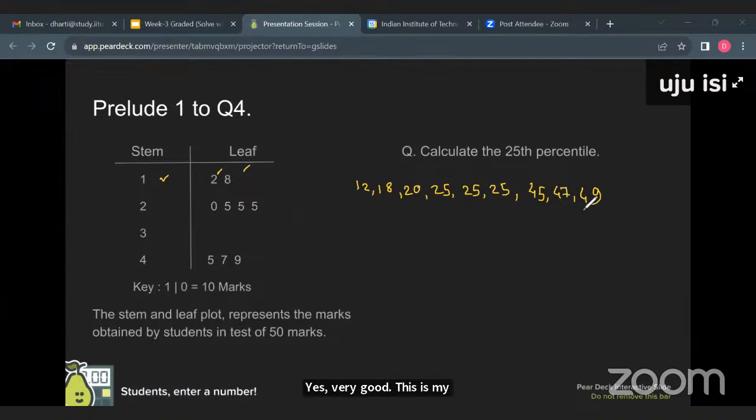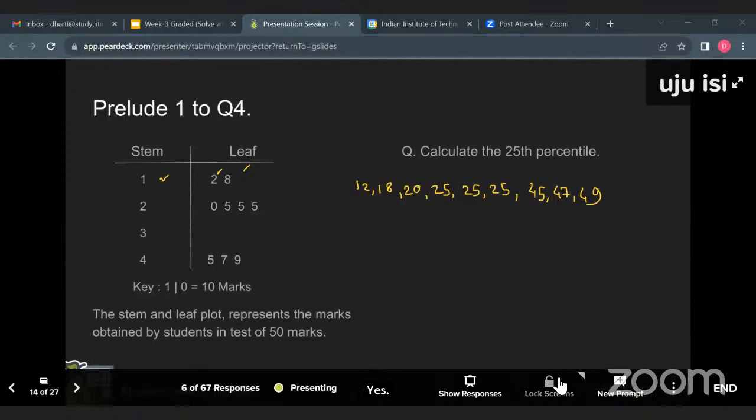Now what they have asked: calculate the 25th percentile. Just try it on your side, then I will explain.